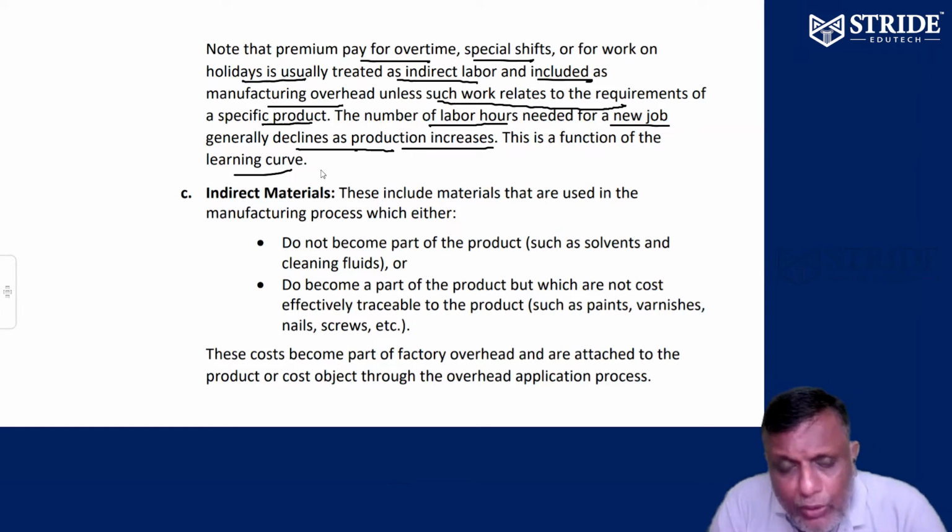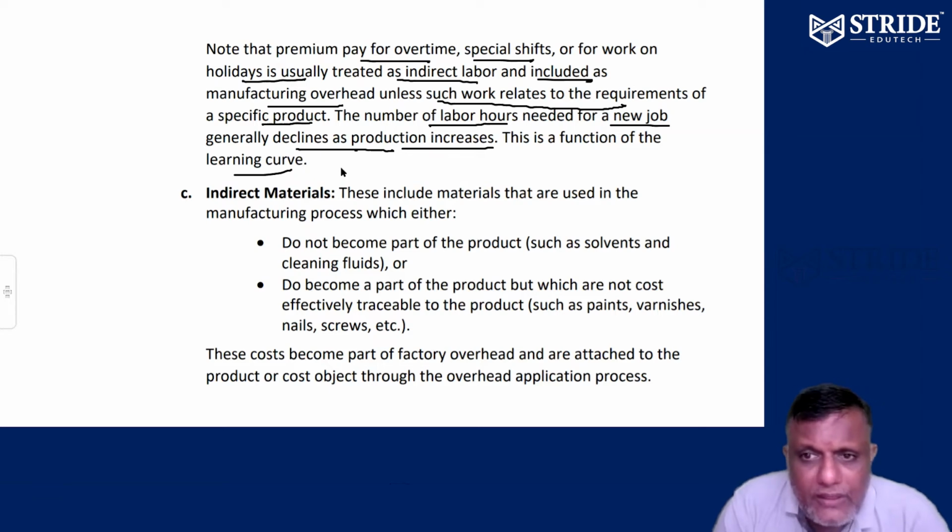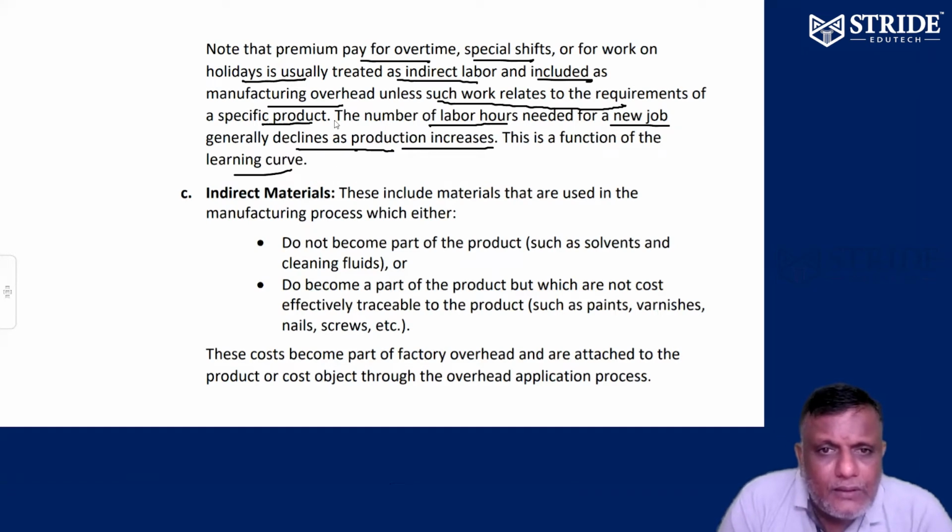The learning curve is applicable only for the unskilled or any new job coming to the production unit, where you are still not fully trained. Initially learning will be higher. Then as you gain experience, the learning curve automatically drifts to 0. We'll see that later on. So any indirect labor will be charged to manufacturing overheads.